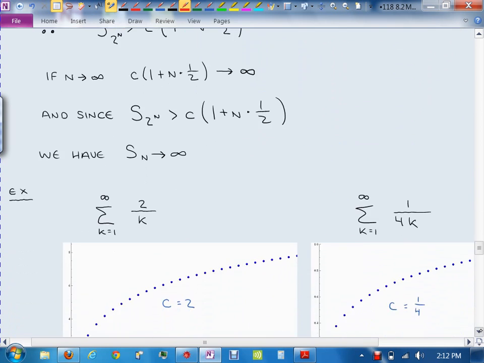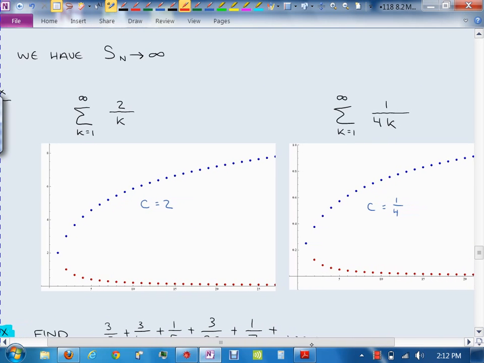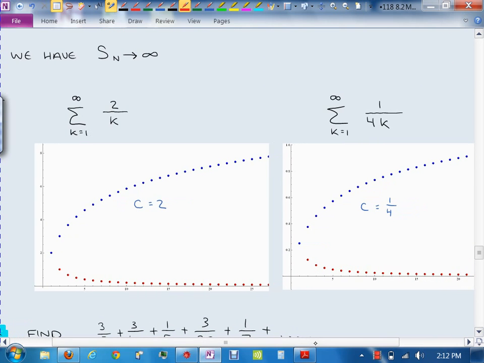That's all the work for it. There are 2 examples. So here's an example. I've got 2 over k. This is harmonic, right? Harmonic because the denominator just keeps on going up by 1, right? And the constant on top is 2, right? So I've got C over k. And you can see that the sequence converges, right? The sequence converges, but the series diverges.